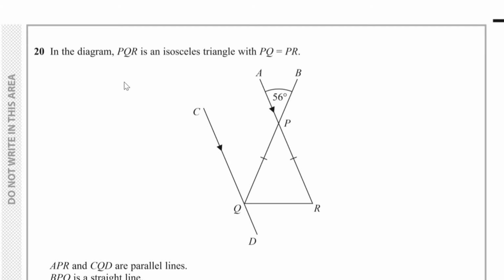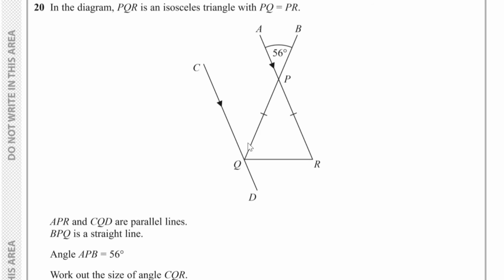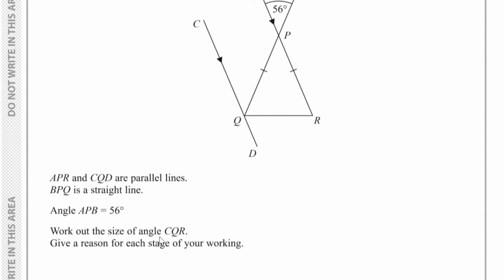Question number 20. In the diagram, PQR is an isosceles triangle with PQ equaling PR, and APR and CQD are parallel lines, and BPQ is a straight line. The angle APB is 56 degrees. We have to work out the size of the angle CQR. Give a reason for each stage of your working.